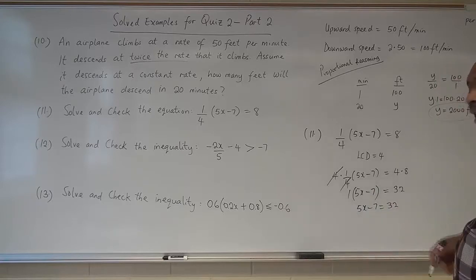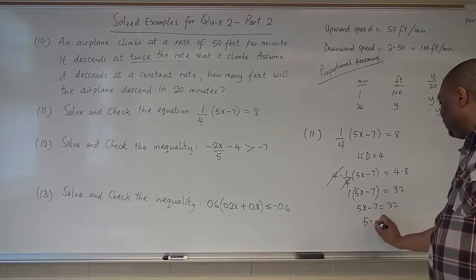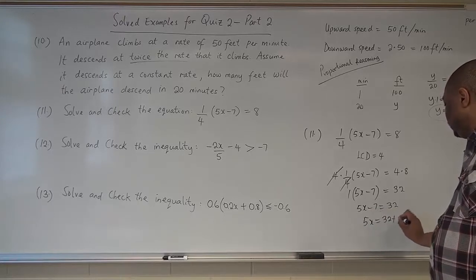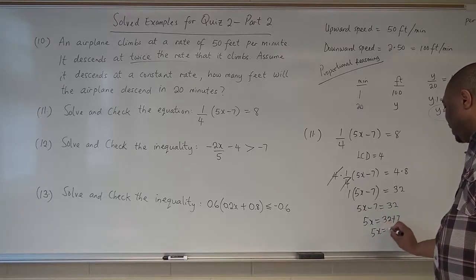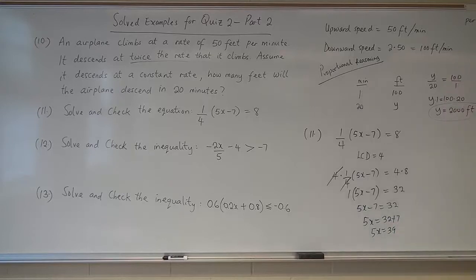You add 7 to both sides. 5x will be 32 plus 7. So 5x will be 39. Then divide both sides by 5. x will be 39 divided by 5. What will x be now? Let's find out. 39 divided by 5. 7 times 5 is 35. 40. 5 into 40 is 8. So this is 7.8. x is 7.8.